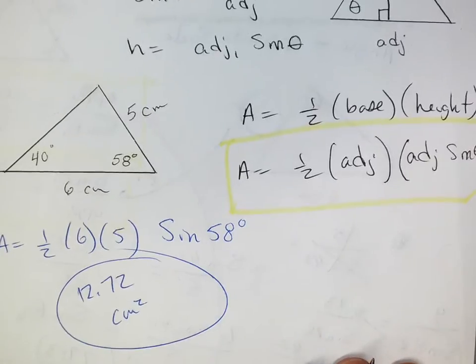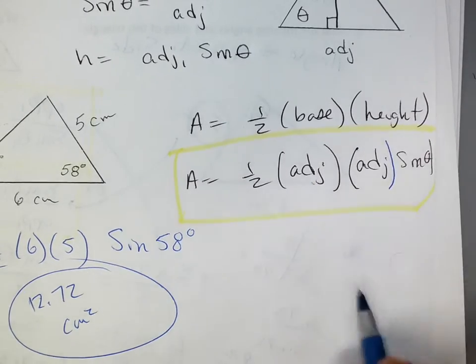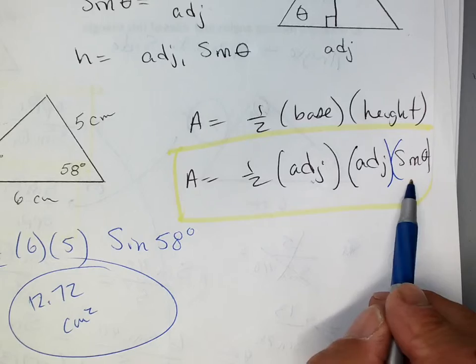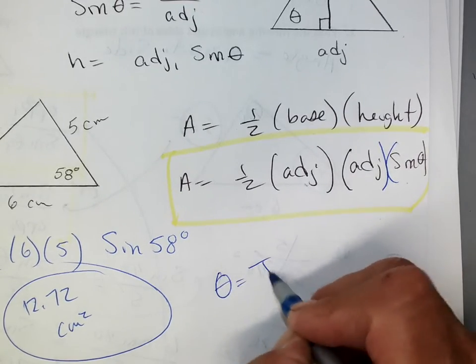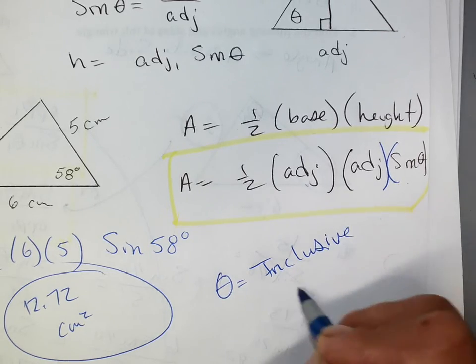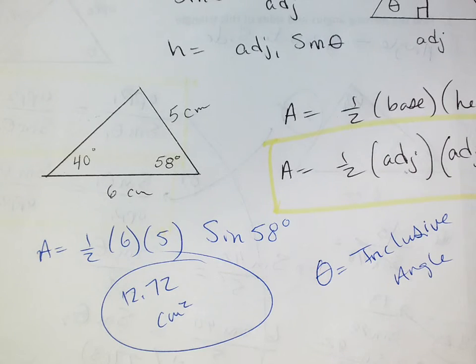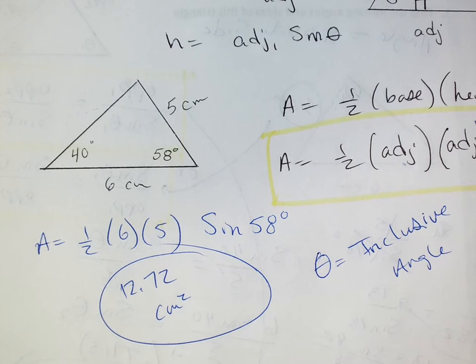That is the formula: 1/2 adjacent 1 times adjacent 2 times the sine of your angle, and it has to be the inclusive angle. So theta is the inclusive angle. And inclusive means it's got to be the angle in between. I did not use the 40-degree angle, did I? No. You have to use the one that's in between the known sides. That's what inclusive means. And there it is. Boom. Done. So we found 2 new formulas today that made trigonometry even easier, didn't we?